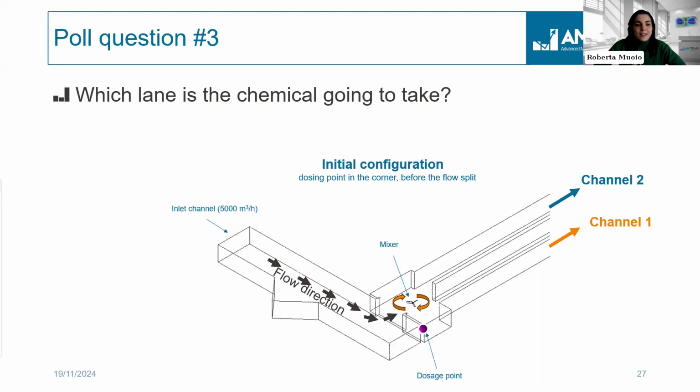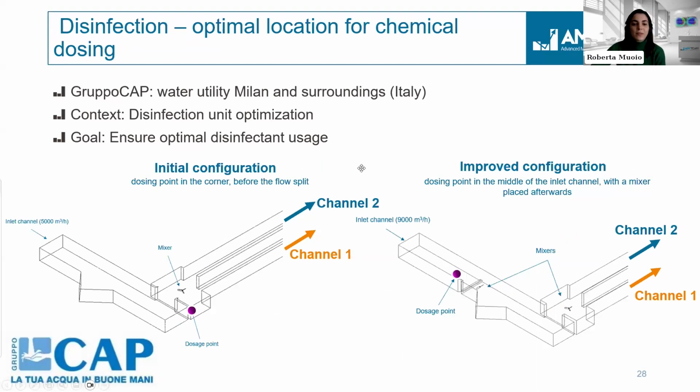Okay, yeah, 41% of the audience thinks that 30% is going to channel 1 and 70% to channel 2. And it's an equal split, because 40% also think that it's going 70% in channel 1 and 30% in channel 2. So there is a bit of division. But yeah, we'll see in the next couple of slides the answer to this question.